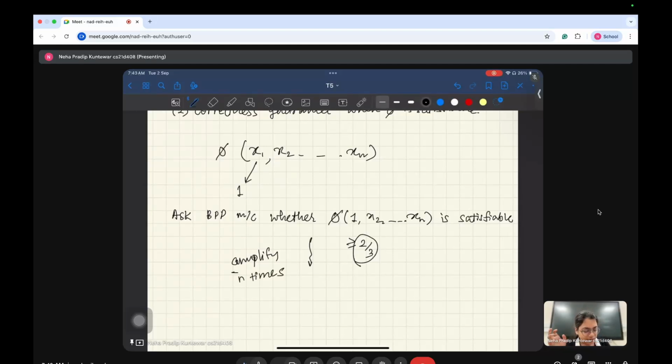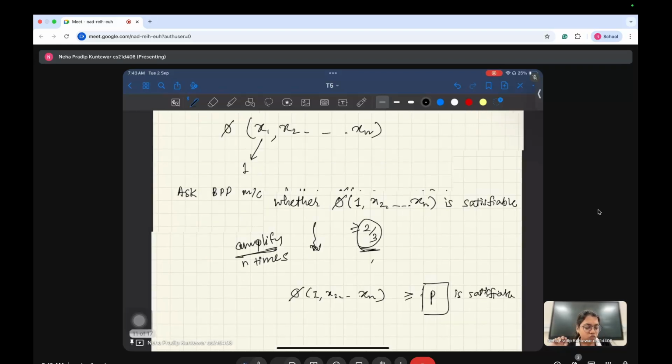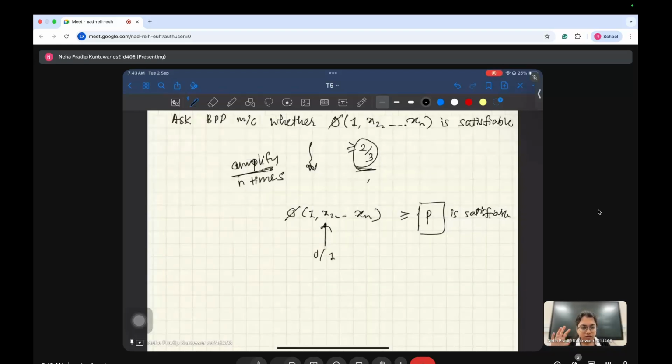You'll see why this amplification is needed, and then we will find out whether phi of x1, x2, ..., xn is satisfiable with a good probability. So just 2/3 is not good enough. We'll amplify it further and have a good enough confidence that with some probability, I'll call it p, we are satisfied. Now in the next step we will replace x2 with a 0 or 1, whichever works, or we can try both and see which works better, and do the same thing again.